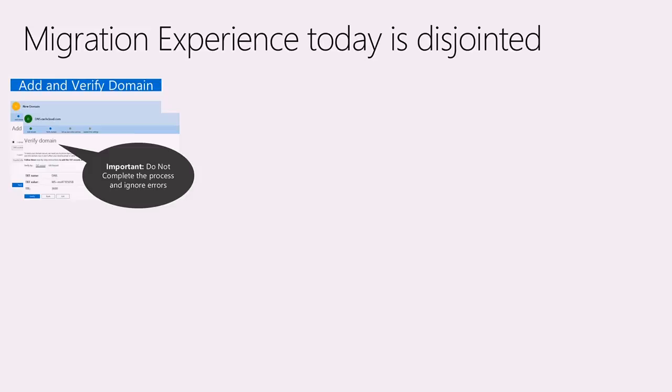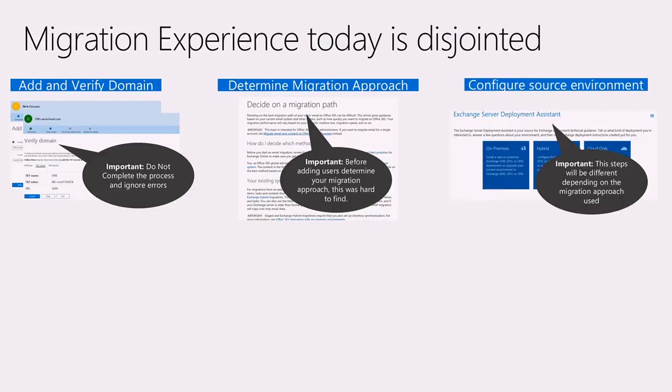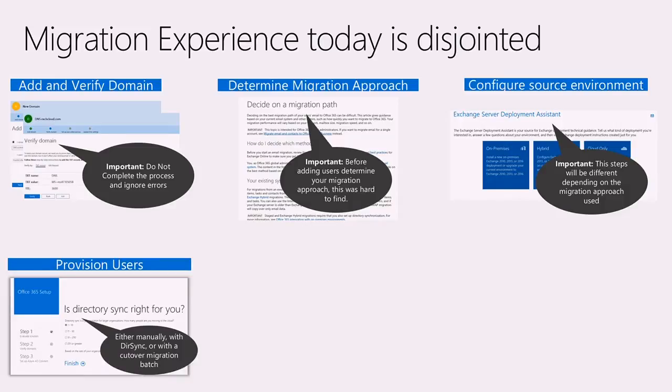You go and add and verify domains in one place. Go and determine your migration approach. That's often help content on support.office.com or in TechNet or somewhere else. You go and configure your source environment. That's going to be probably coming from documentation that's in TechNet, where all of our on-premises documentation historically has been. And there might be some tools, the deployment assistance, things like that, that help you in that space.